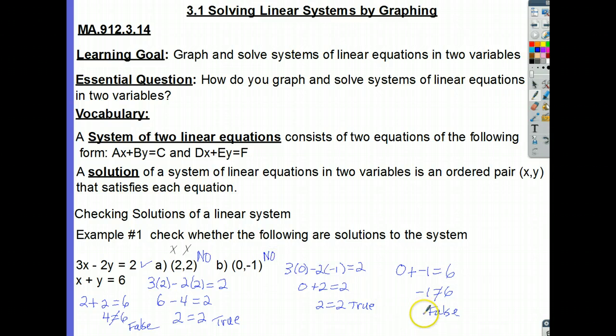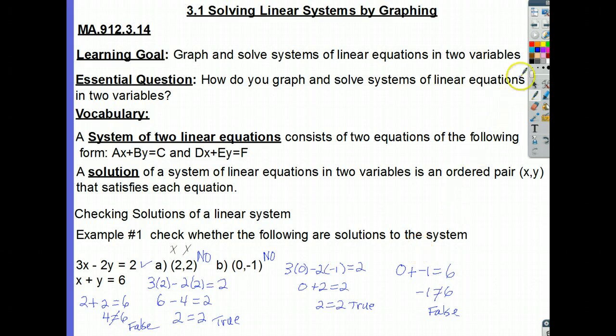Again, to be a solution to the system, you have to make both of them true. If you plug it into the first one and you get true, you go on to the second one. If that's false, the answer is no. If, on the other hand, you plugged it into the first one and got false, there wouldn't be any need to go to the second one, since it has to make both of them true.